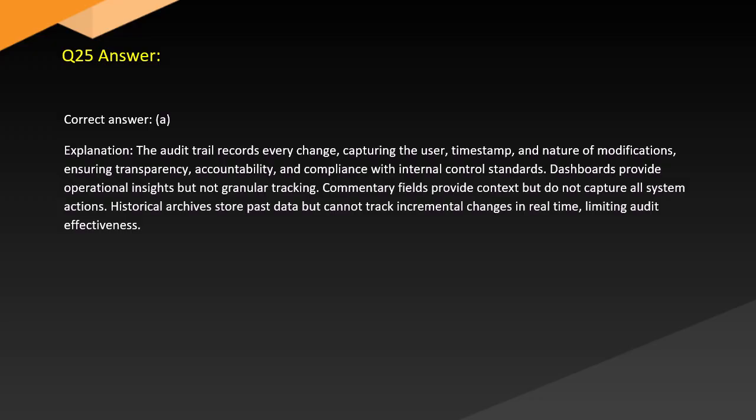Answer. Correct answer: A. Explanation. The audit trail records every change, capturing the user, timestamp, and nature of modifications, ensuring transparency, accountability, and compliance with internal control standards. Dashboards provide operational insights, but not granular tracking. Commentary fields provide context but do not capture all system actions. Historical archives store past data but cannot track incremental changes in real time, limiting audit effectiveness.